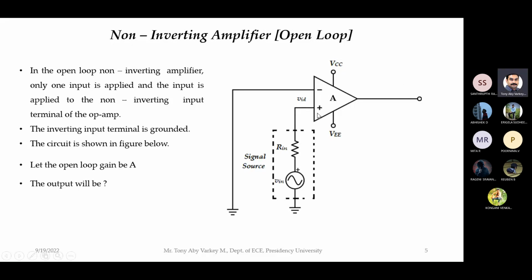Differential input voltage is the voltage at the non-inverting terminal minus the voltage at the inverting terminal. So what will it be? V in minus 0, so V in. So what will be the output voltage? A into V in, correct.